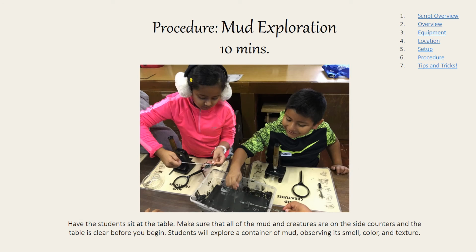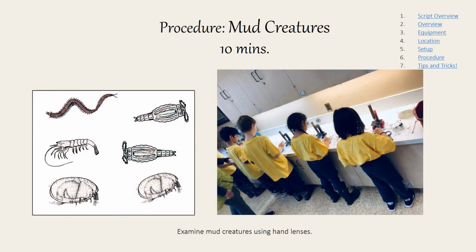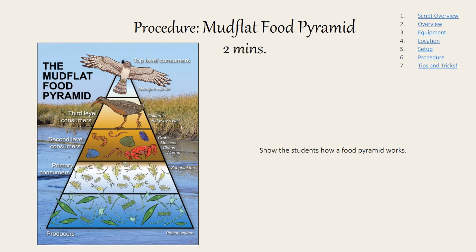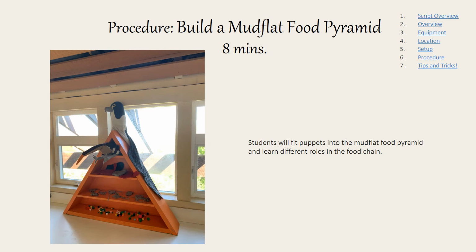Have the students sit at the table. Make sure that all of the mud and creatures are on the side counters and the table is clear before you begin. Students will explore a container of mud, observing its smell, color, and texture. Next, examine mud creatures using hand lenses. Then, show the students how a food pyramid works. Finally, students will fit puppets into the mudflat food pyramid and learn different roles in the food chain.